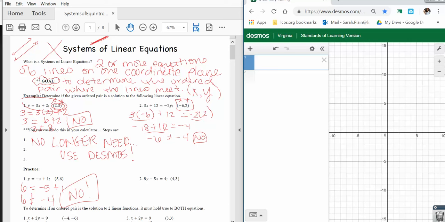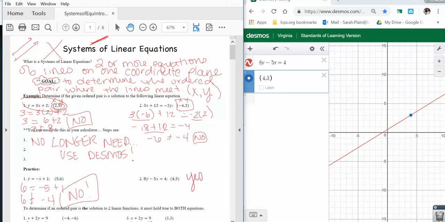So I'm going to do this example using Desmos. I'm going to type in 8y minus 5x equals 4. Here's my line. And I want to type in my ordered pair (4, 3). And notice that blue point is on my line, so I should say yes.